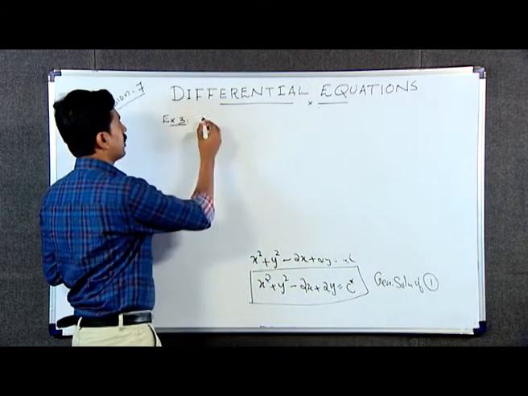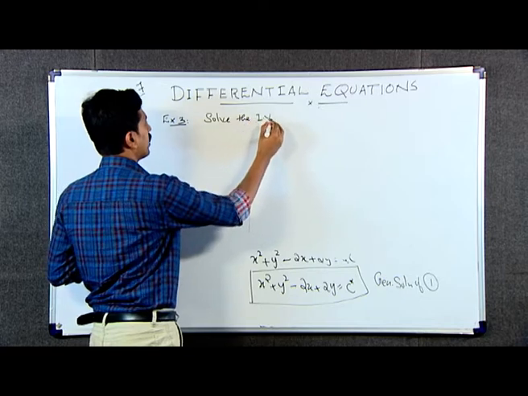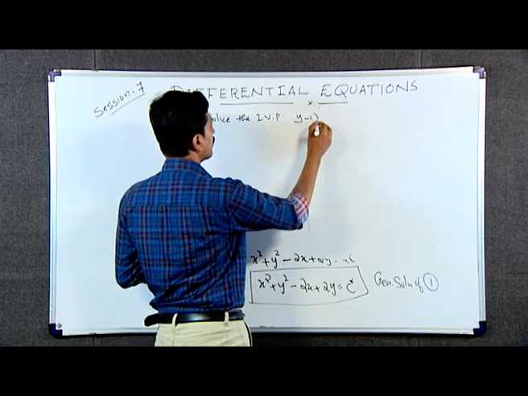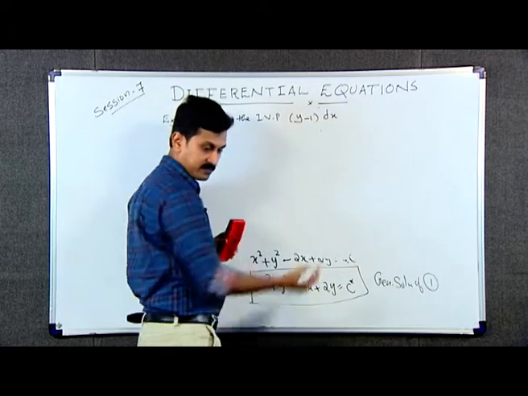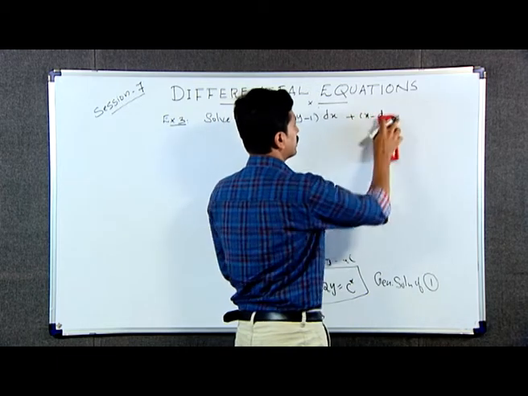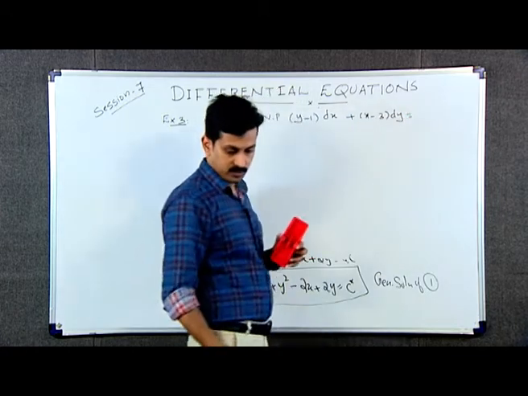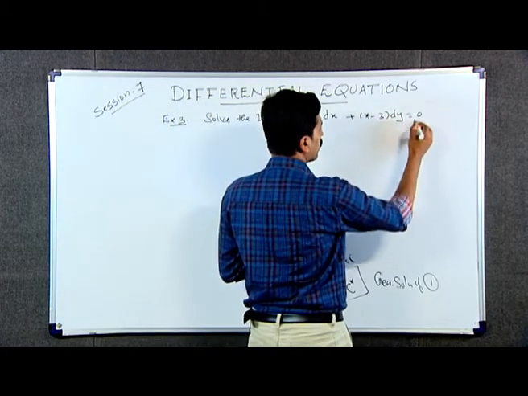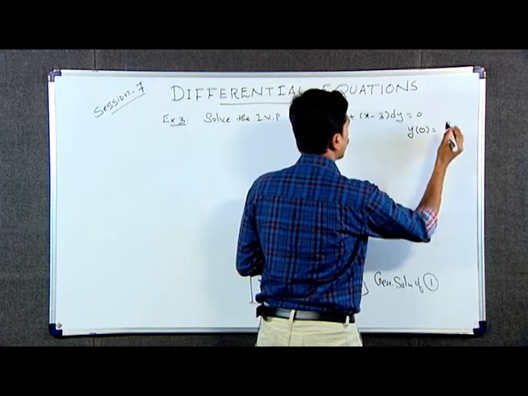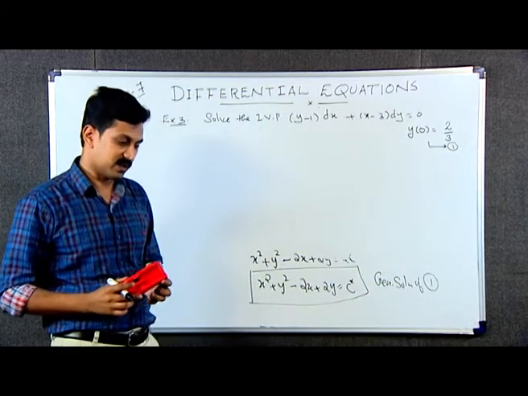Solve the initial value problem (y − 1) dx + (x − 3) dy = 0, where y(0) = 2/3. I am taking that itself as equation number 1.